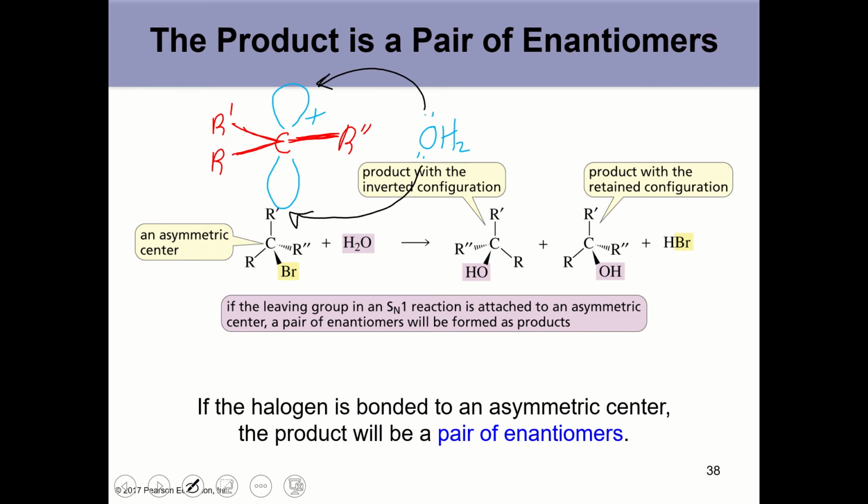When it bonds to the top, it may give us R or S, and when it bonds to the bottom, the other. So if, for example, bonding to the top gave the R enantiomer, then bonding to the bottom would give the S enantiomer, and that is how we would get our two isomers for our enantiomeric pair.